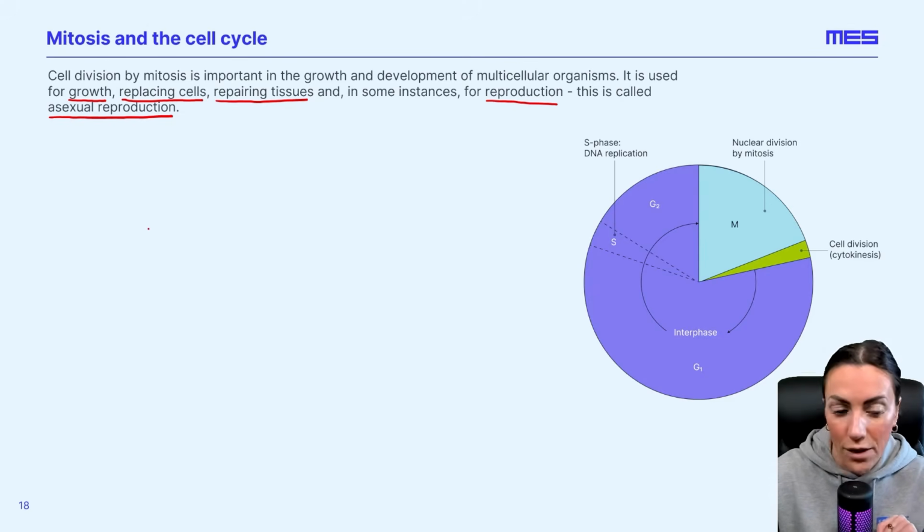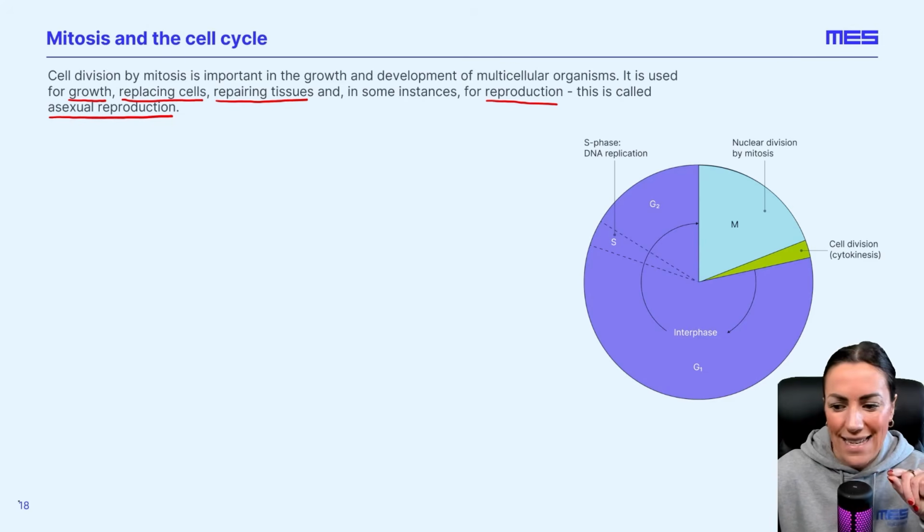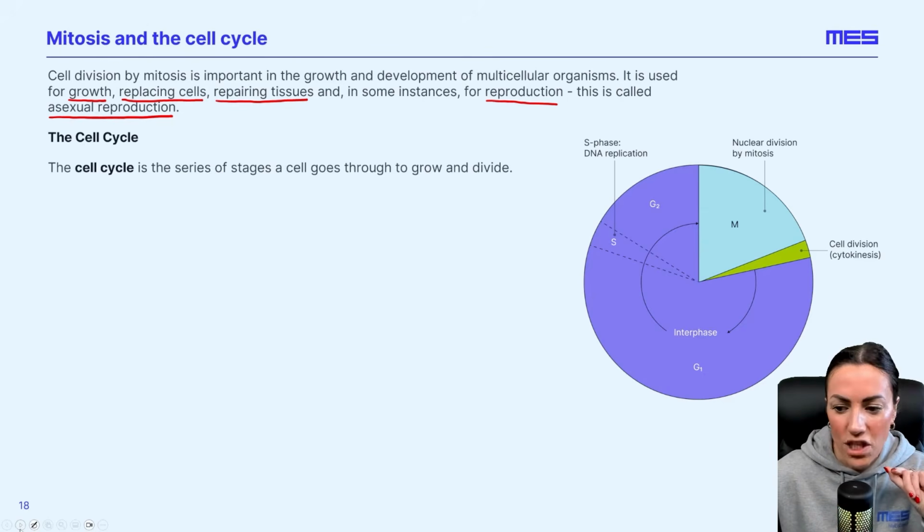paper 2, okay? So make sure you learn the uses of mitosis: growth, replacing cells that have been damaged, repairing a tissue that has damaged cells, and in some instances, it can be used for reproduction if the organism uses asexual reproduction. Now, cells are in what we call the cell cycle, which is a series of stages that a cell will go through as the cell grows and divides.